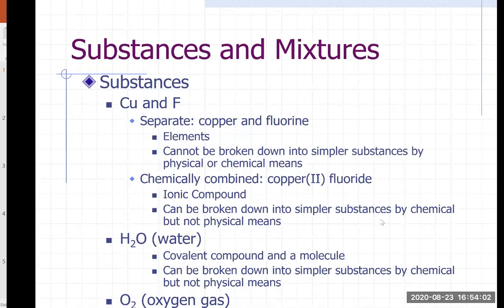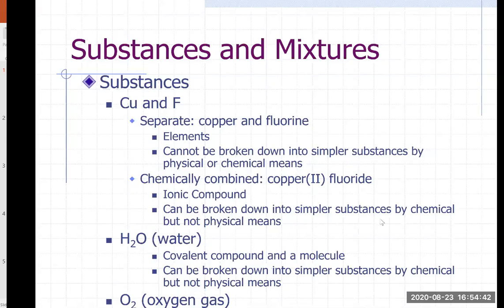Substances are composed of either elements or compounds. So if we look at Cu and F, that is copper and fluorine. Those are elements. Elements cannot be broken down into simpler substances by physical or chemical means. And again, that's a definition of elements, and you can't drop off any part of it. You can't say an element cannot be broken down by physical means, or an element cannot be broken down by physical or chemical means. You have to leave the whole definition there. It cannot be broken down into a simpler substance by physical or chemical means.